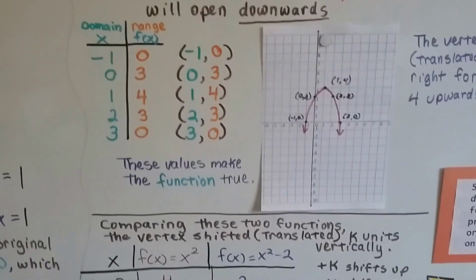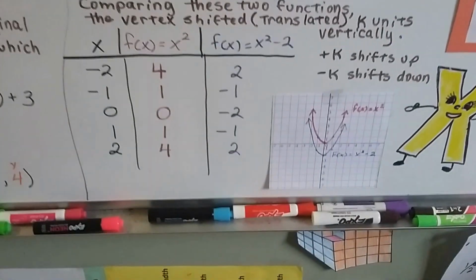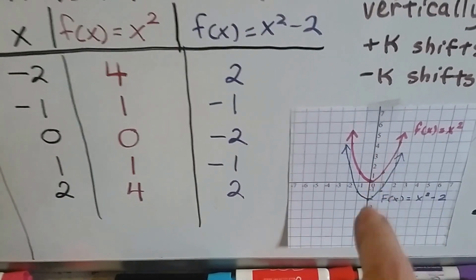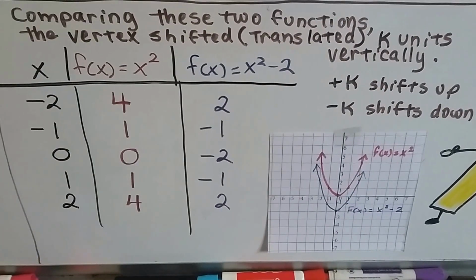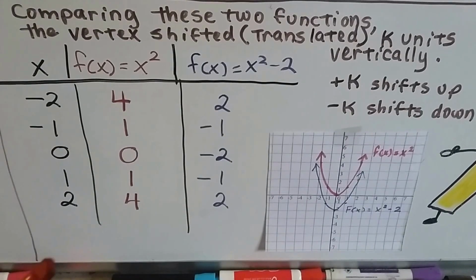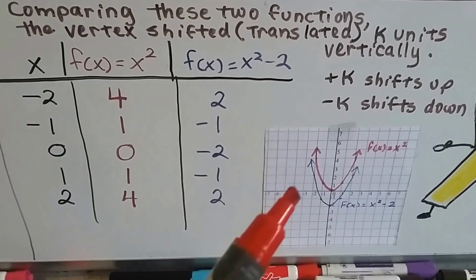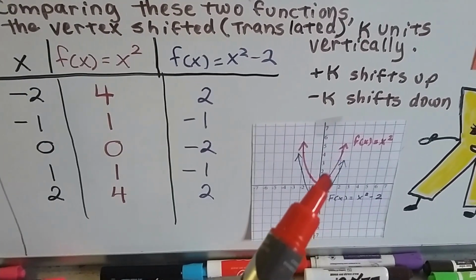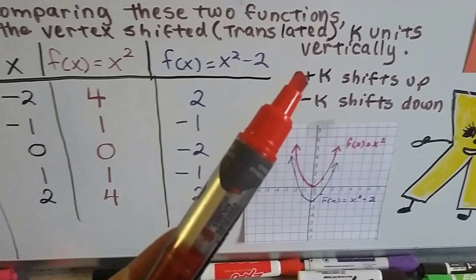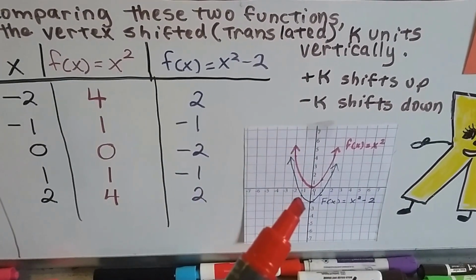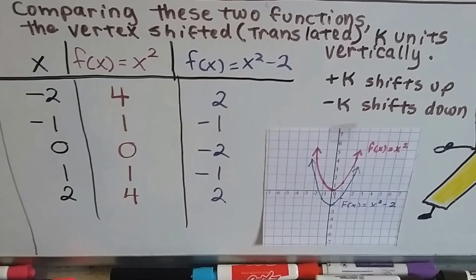Okay? Now, look at these two. Compare this pink one to this blue one. I hope you can see the colors. We're going to compare two functions. The vertex shifted, translated k amount of units, okay? Vertically. So it went from here to here, see? If it's a positive k, then it shifts up. If it's a negative k, it shifts down, all right?